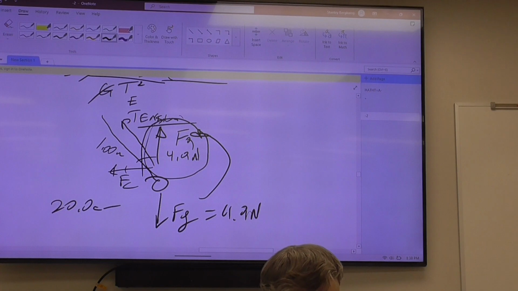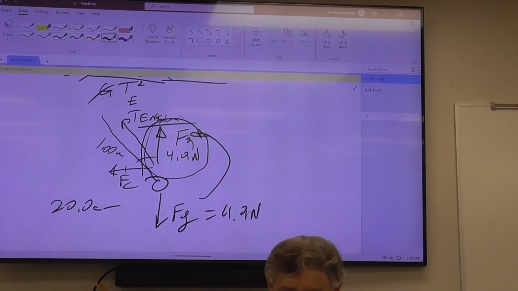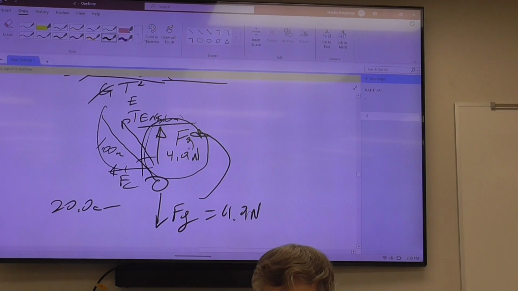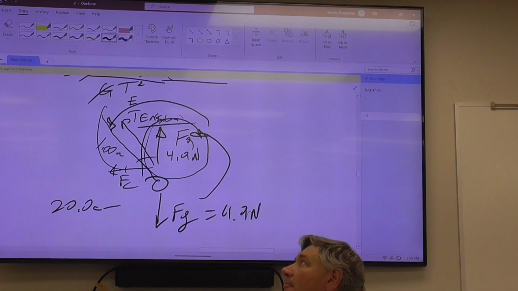So the first thing it wants you to find on 57 is the tension, I think. Yeah, the tension of the string. So if this is 4.9, and that's a pretty shallow angle, is your tension going to be bigger or smaller than 4.9?